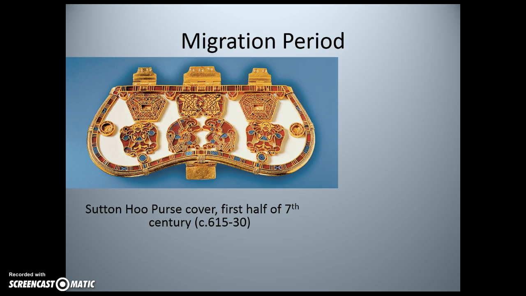And some of these ships were buried at sea. So this was a funerary tradition of this particular migratory tribe. Because of the unstable environment, historians find a lot of objects and artifacts related to warfare, such as shields, swords, etc. This is an example of a purse cover.